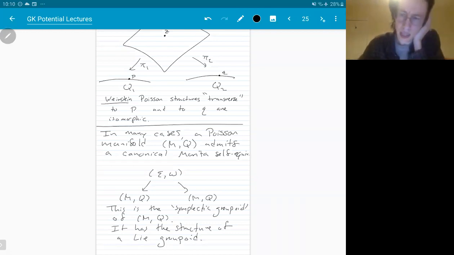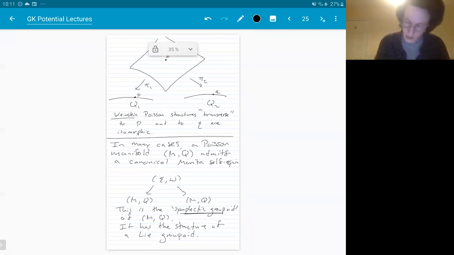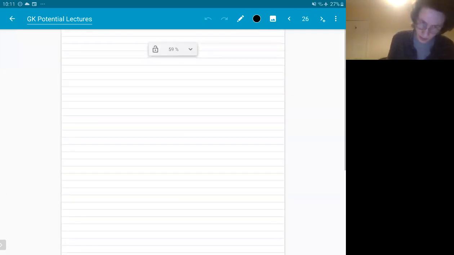So maybe an important thing to keep in mind is that if you have Morita equivalences between Poisson manifolds, you can actually compose them. So you can almost think of them as morphisms between the different Poisson manifolds. And this symplectic groupoid acts as the identity if you compose it with anything. I'll give a couple of examples of this.